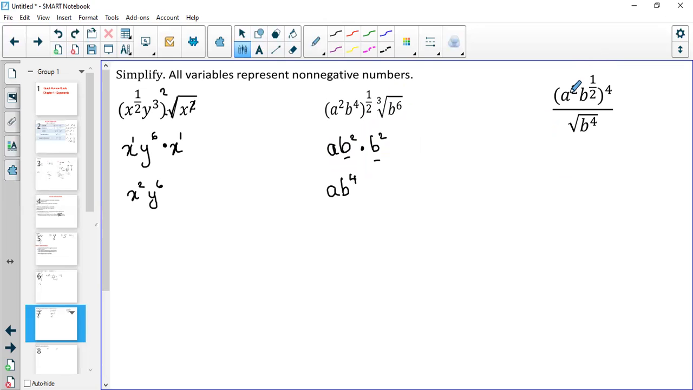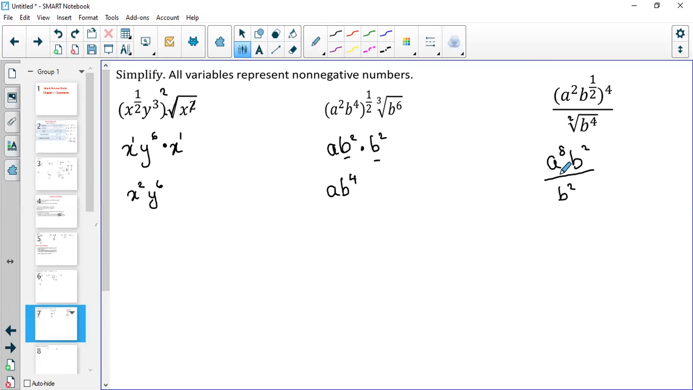Right, let's solve this. Now a squared multiplied by 4, so that's going to give you an 8. 2 multiplied by 4 is 8. Then b, half multiplied by 4. So what is half of 4? Half of 4 is going to be 2. Now again, I told you, consider this as a division sign. If there is no number here, this root sign itself means a square. So 4 divided by 2 is going to give you a 2.